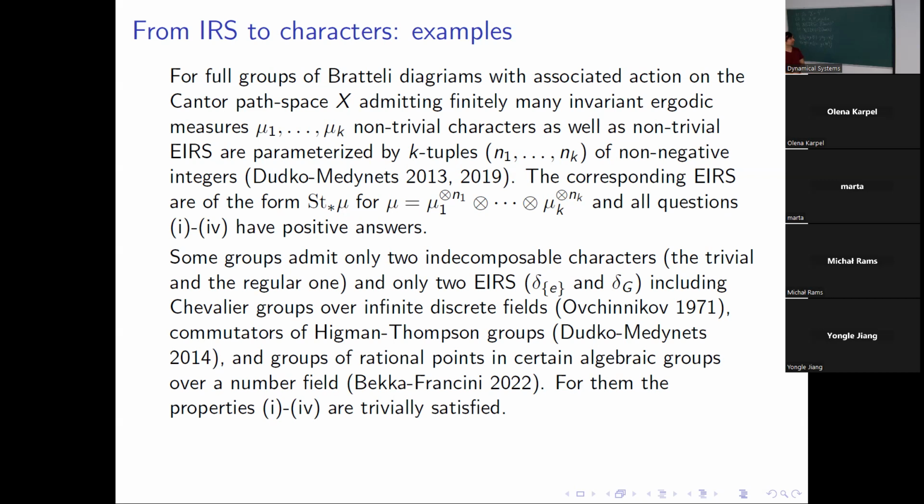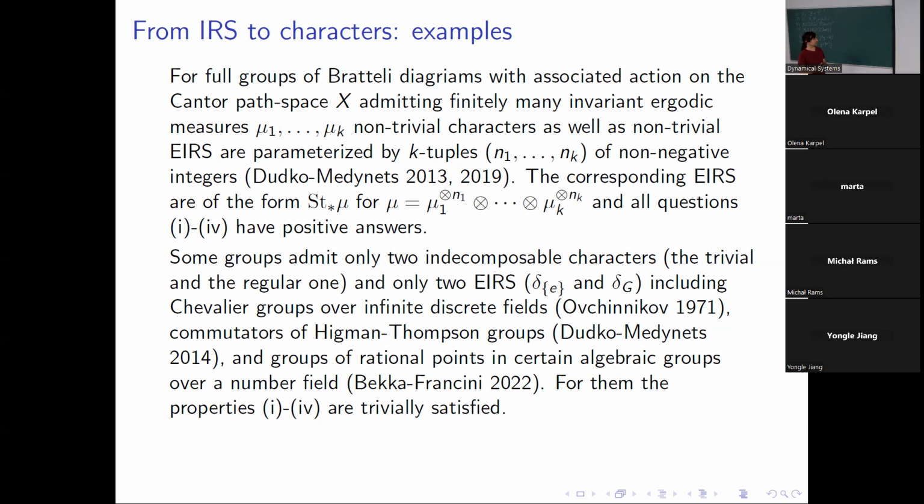Another example, kind of extreme. There are groups which admit only two indecomposable characters: the trivial character equal to 1 everywhere, and the regular character equal to 1 at the unit element of the group and 0 everywhere else. Such groups also automatically admit only two ergodic invariant random subgroups: one supported at the trivial group, consisting of just one element, and the second supported at the full group.